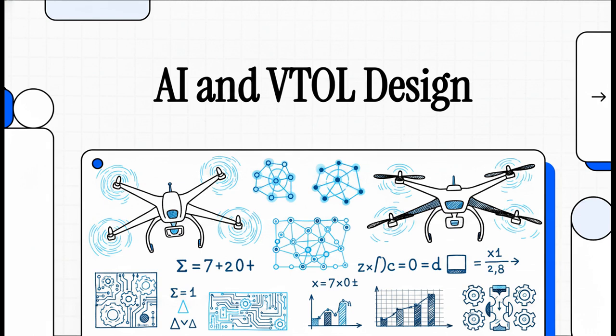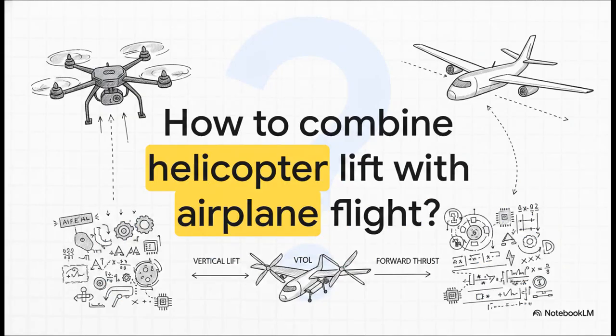these incredible machines. The thing is, designing these VTOL, vertical takeoff and landing aircraft, is a total nightmare of competing physics. You want the flexibility of a rotorcraft, but you also really need the speed of a fixed-wing plane. Trying to balance that mathematically, it's incredibly tough.